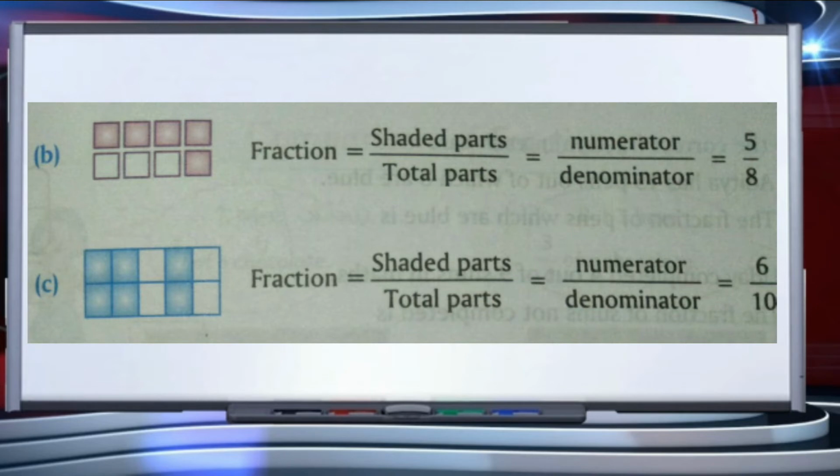In the next we are having here 10 boxes, out of which 6 are colored, and the fraction will become shaded part divided by total parts, that is equal to numerator divided by denominator, that is equal to 6, that is shaded parts, and 10 denominator, total parts.